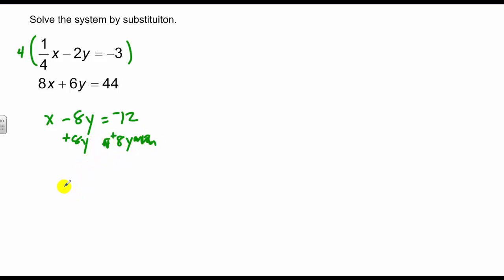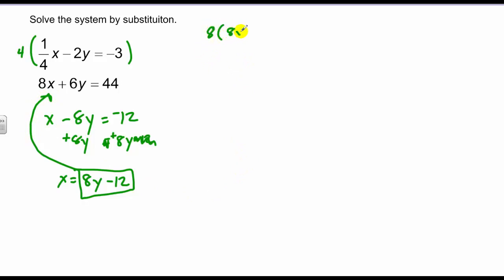And that gives me x equals 8y minus 12. I can then take that 8y minus 12 value and substitute it in for the x in the bottom equation. This gives me 8 times 8y minus 12 plus 6y is equal to 44.